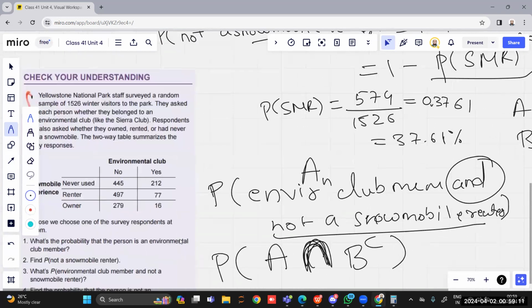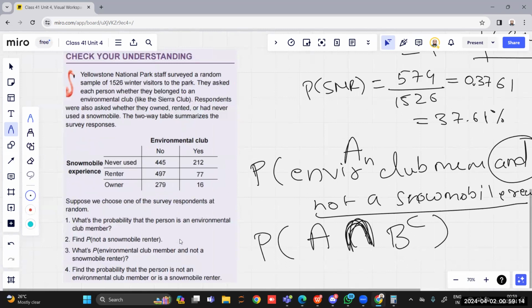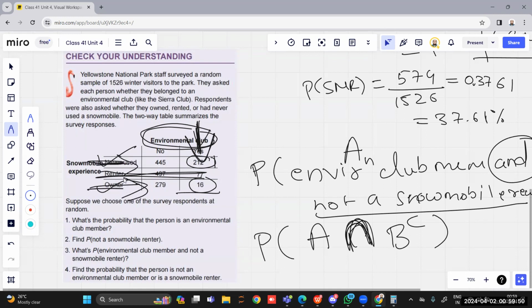From the table it is very easy, so we need not apply any formula. Where is environmental club member here? We fall in this row. Now we see not a snowmobile renter, so we do not want the snowmobile renter column. Leaving this, we consider both these two columns. First, add this one and two; this one is fixed, and in this column these two are fixed. The rental one is cut out. So 6 plus 2, 8; 1 plus 1, 2; 228.